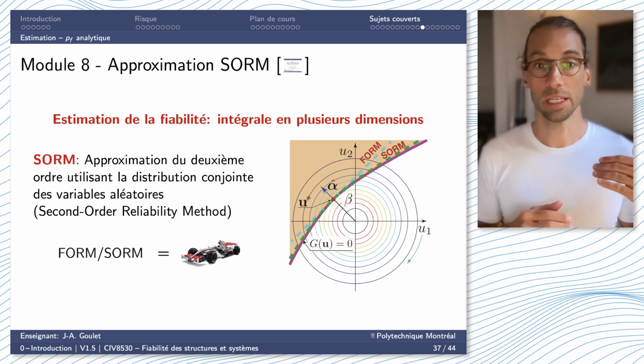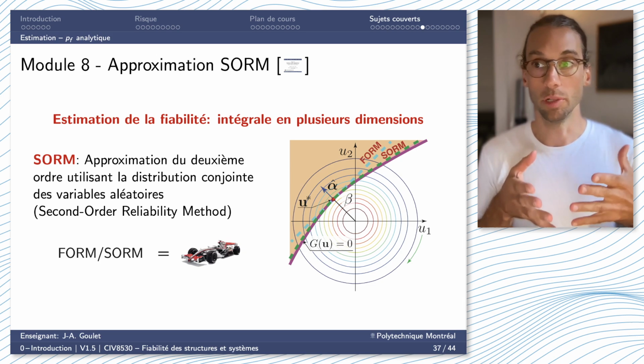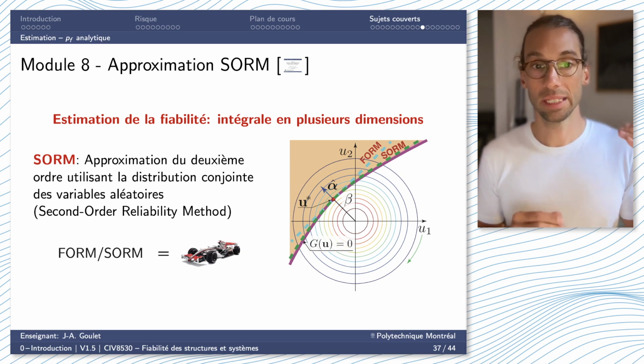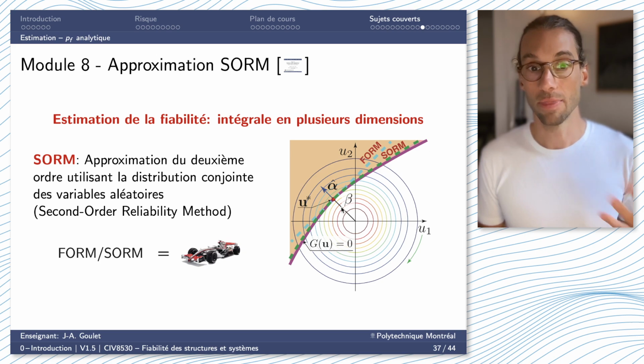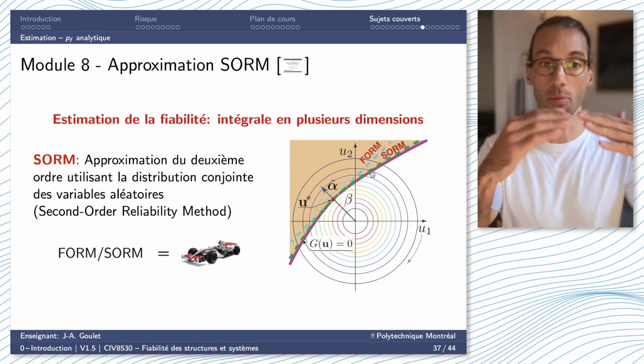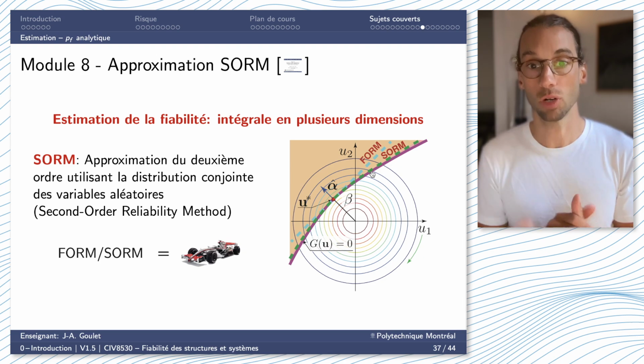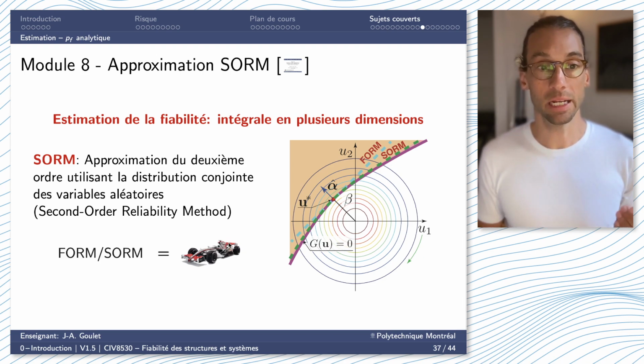Module 8, we're going to see a more advanced analytical method to estimate the probability of failure, namely SORM, second order reliability method. So we saw earlier that with FORM or FOSM, we were linearizing, or replacing our limit state function by a plane or hyperplane. Now what we're going to do is replace what was a plane by a parabola. So we're going to be able to increase our level of accuracy while maintaining a method that is very fast. So SORM, second order reliability method.